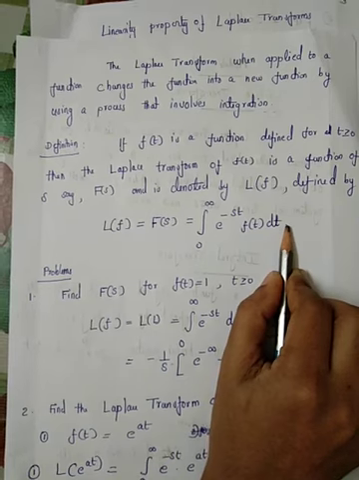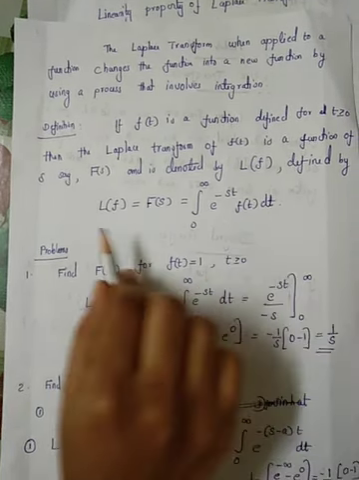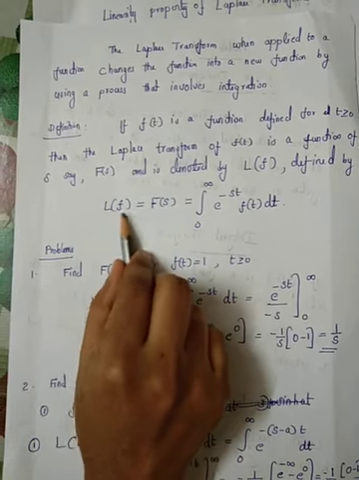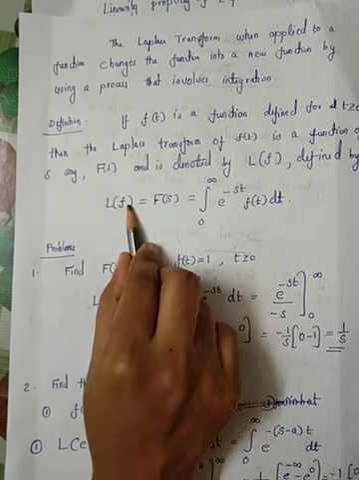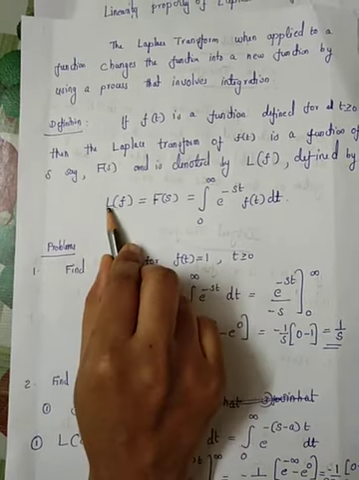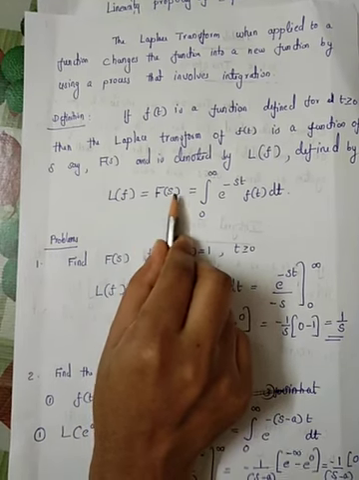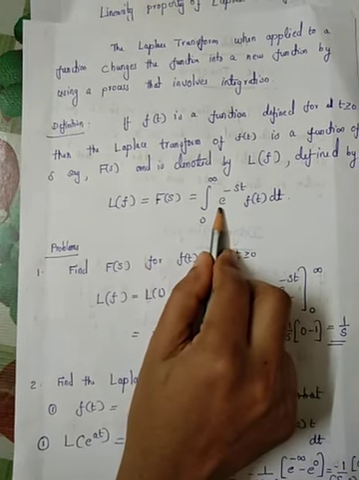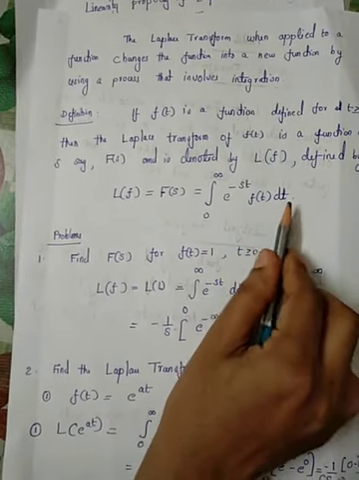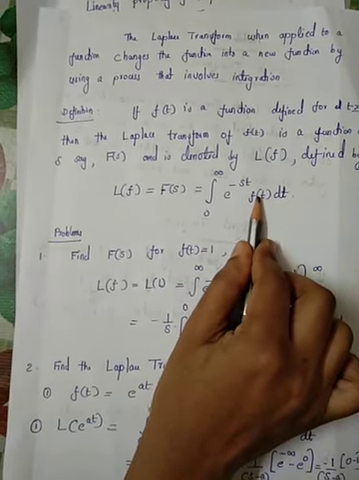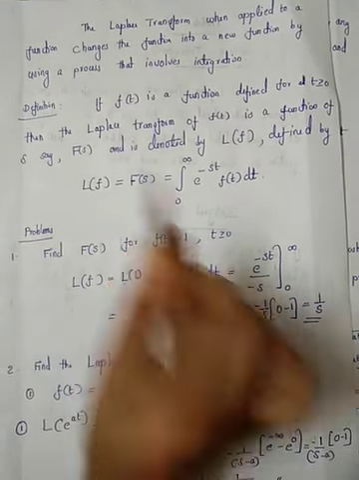That means if f of t is a function of t, its Laplace transform, that is L of f, is a function of s. That's why we write L of f is equal to F of s. Laplace transform of f is a function of s, capital F of s, that is equal to integral 0 to infinity e raised to minus st f of t dt. Using this transformation, we can transform f of t to a function of s.